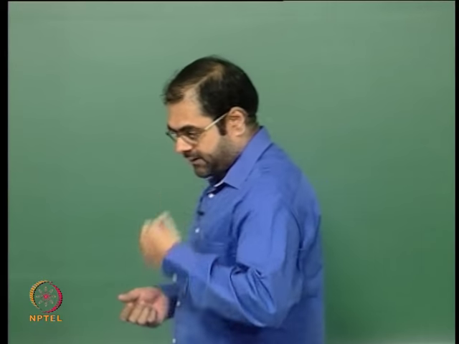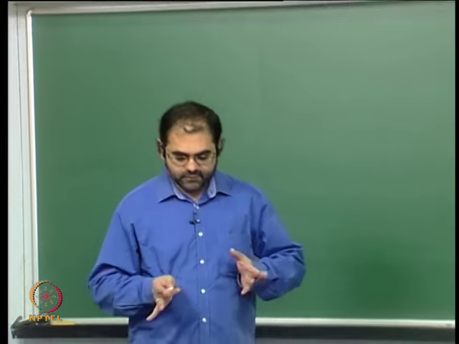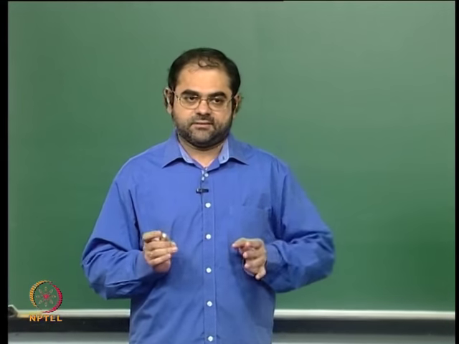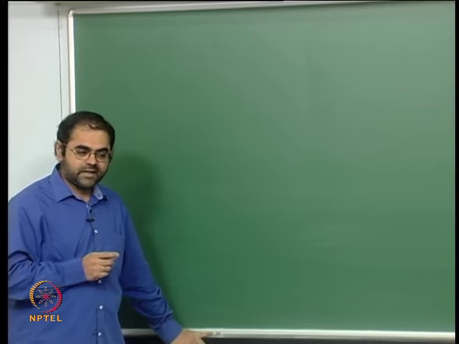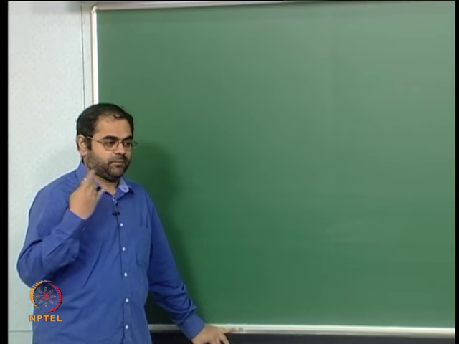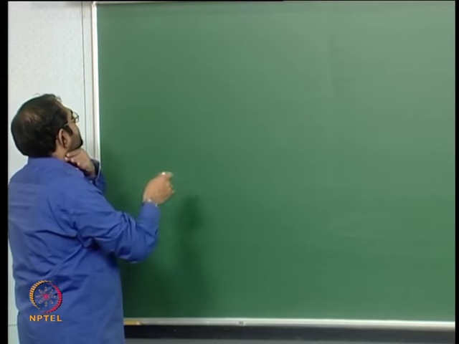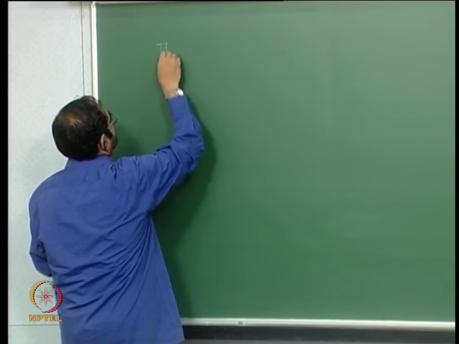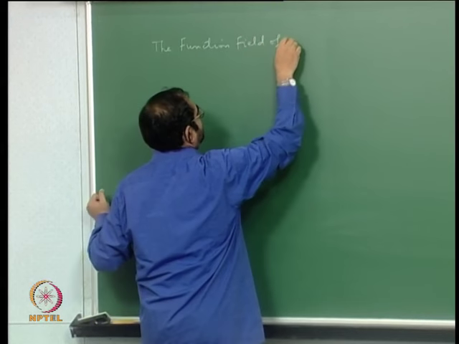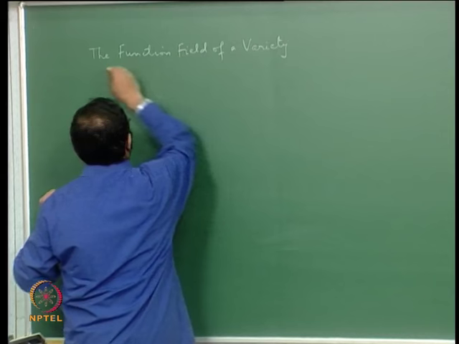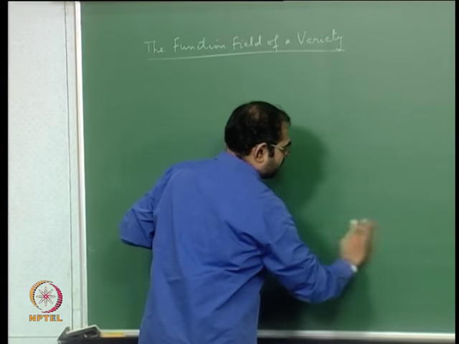So in that direction I want to introduce another important ring associated with the variety. In fact this is not just a ring, it is a field, and it is called the function field of a variety. I want to introduce it in a very intrinsic way and then show how to compute it for affine and projective varieties. So let me put the title of the lecture as the function field of a variety. And so what is it that we are going to do?